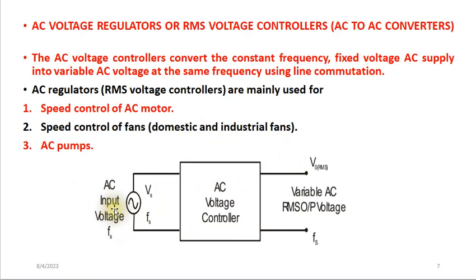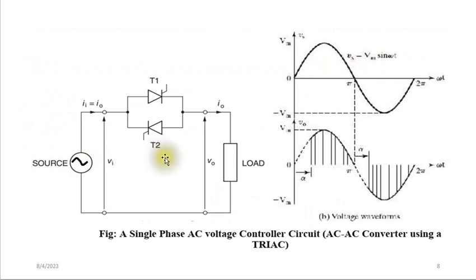This is my input AC, and this is the circuit that does the control or the conversion, and this is the output terminal. A typical example is given here, where we have a single phase AC voltage controller circuit, that is an AC to AC converter using a triac. A triac is also a family of thyristors because it has three terminals, one of which is the gate for the control of the operation.